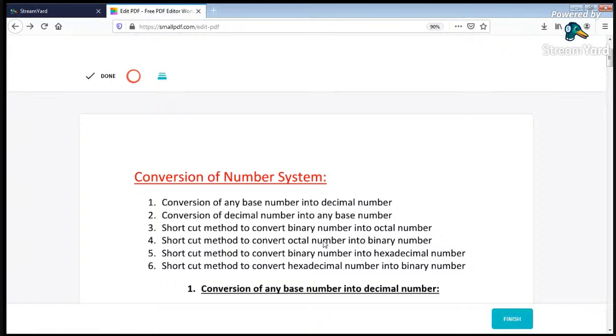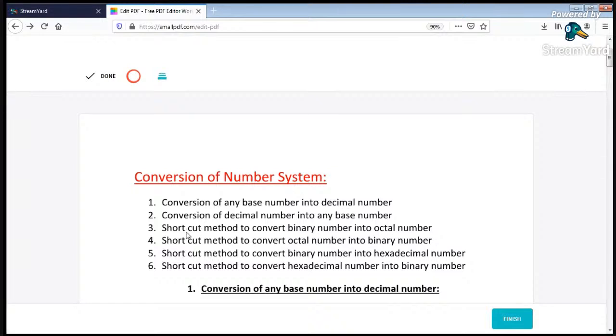From one base to another base in the number system. There are many methods to convert a number from one base to another base. The first one is conversion of any base number into a decimal number. The second one is the conversion of a decimal number into any base number.